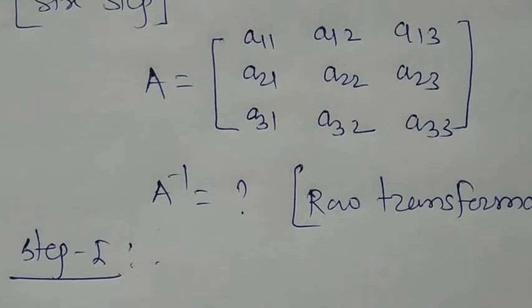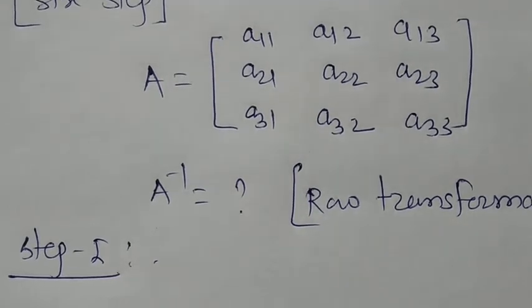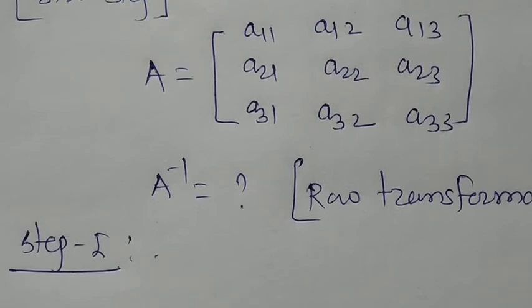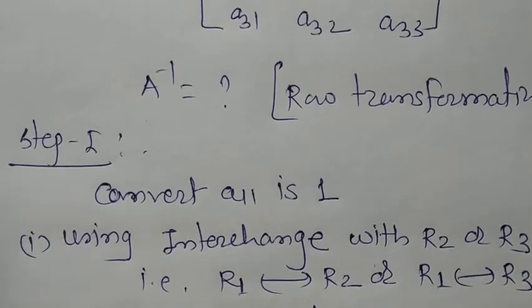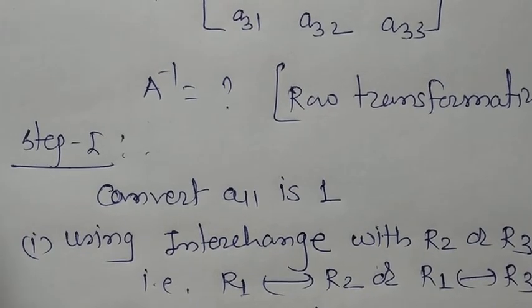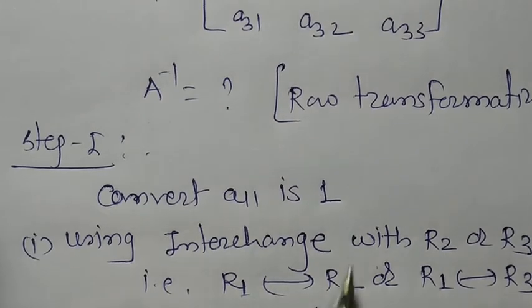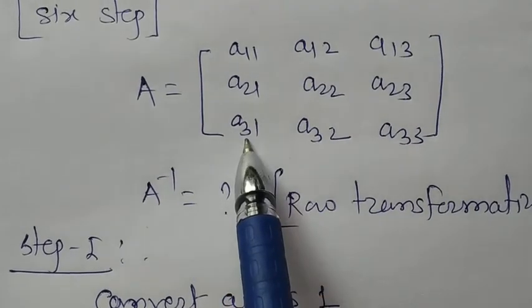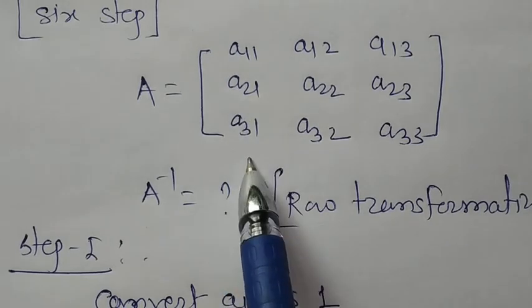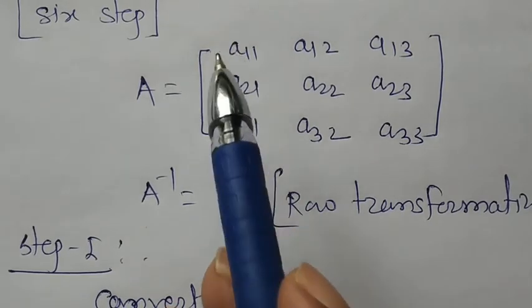The first stage is to change A11 to 1. So convert A11 to 1. Again there are 3 steps. First, check whether A21 or A31 is 1. If A21 or A31 is 1, then it will be an interchange.